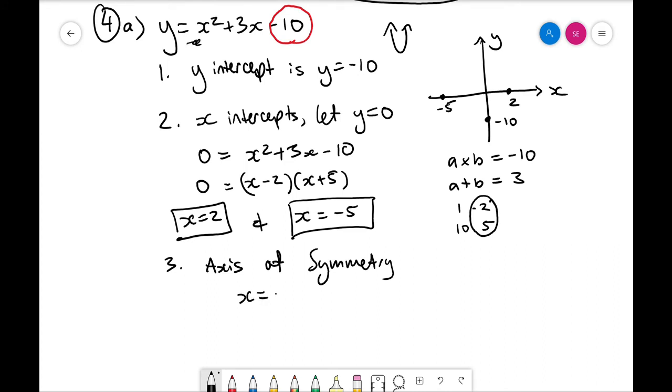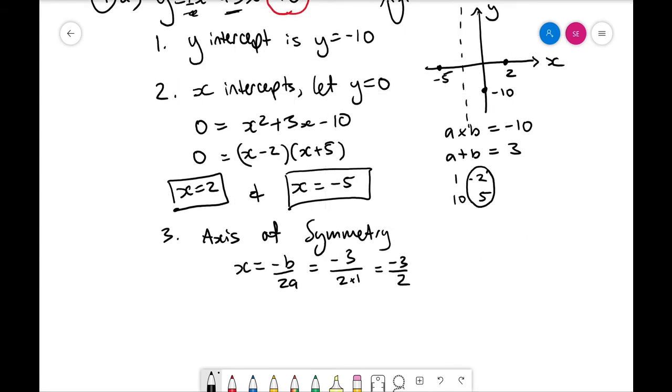So we've got x is equal to minus b on 2a. So our b here is 3, and our a here is 1. That'll give us minus 3 on 2, which is negative 1.5. So we know our axis of symmetry is going to be somewhere here. Okay, and then we'll find our turning point.